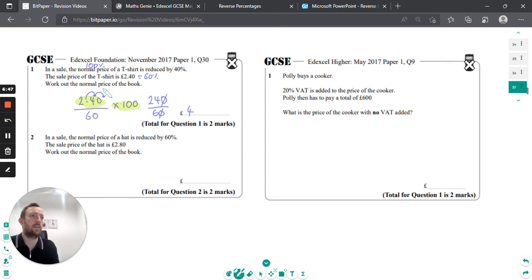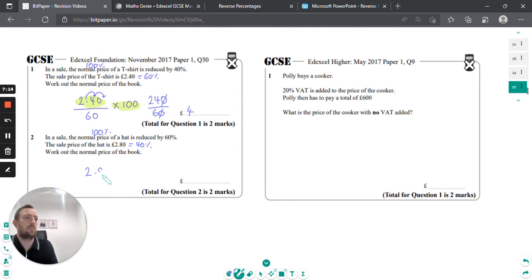But just to reiterate that, if you've got a fraction multiplied by a whole number, you simply multiply the top number by that number. Number 2, in a sale, the normal price of a hat is reduced by 60%. So 100% is the normal price. It's reduced by 60%, so the sale price must be 40%. 100 take 60. What was the normal price of the book?